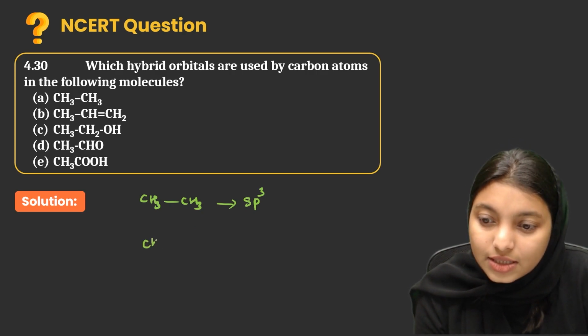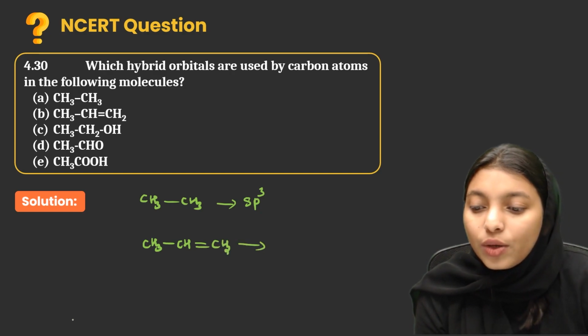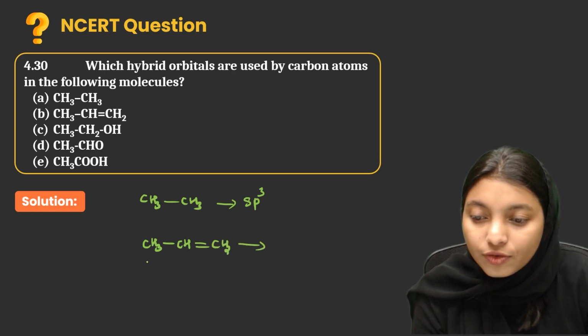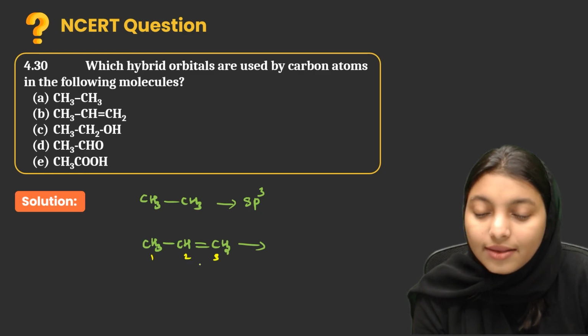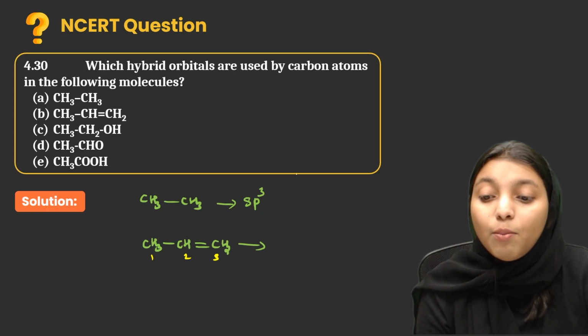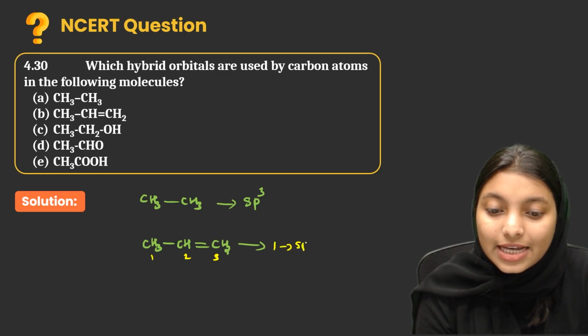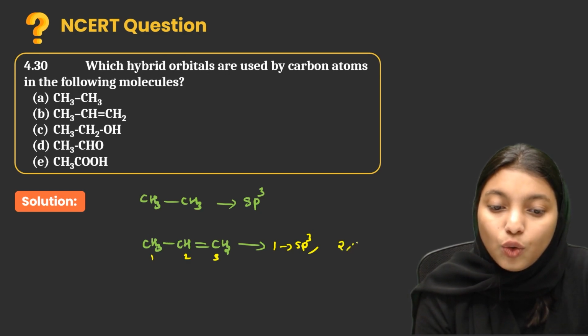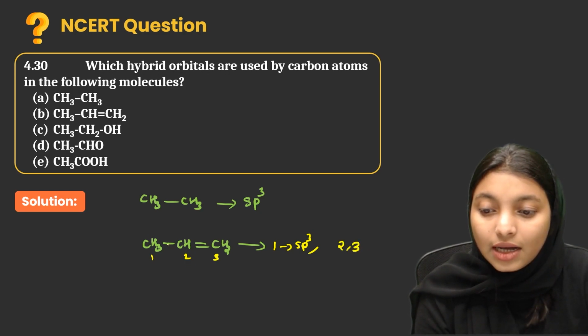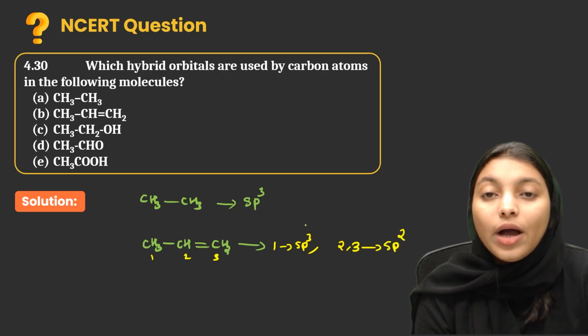Then we have CH3-CH=CH2. Here I am giving numbers to each of the carbons: 1, 2 and 3. We know we consider a double bond as a single bond pair. So the first carbon is sp3 hybridized. The second and third carbons are forming 3 bonds only, so they are sp2 hybridized.